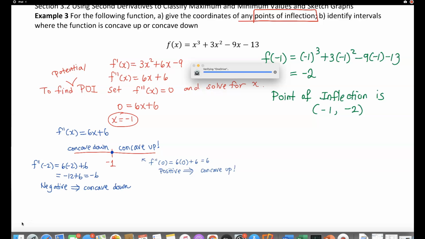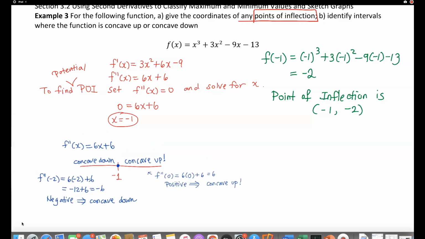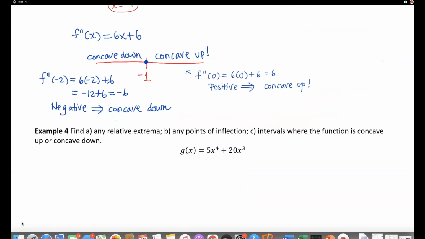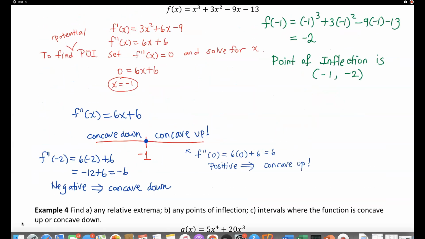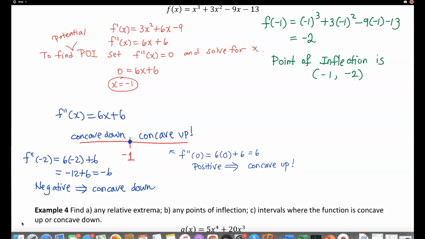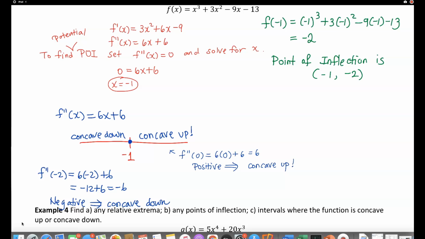You need to check the concavity to the left and right of it. If you skip this work that I did in blue, this work you see, that's not enough. If you don't do this work and just tell me that it's the point of inflection because the second derivative was 0 at x equals negative 1, that is not enough. You need to show me that the concavity changes to the left and right of it to say it is a true point of inflection, okay?